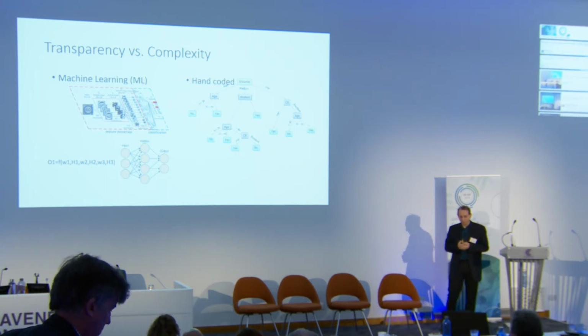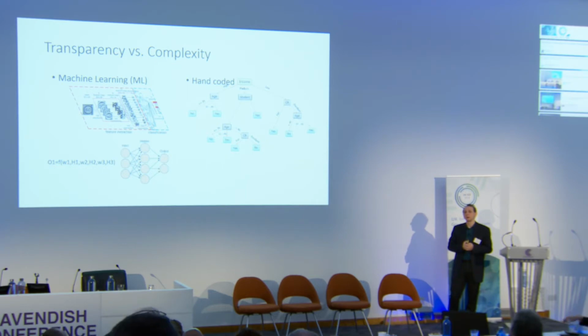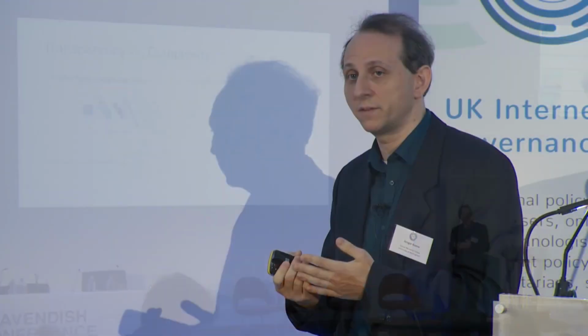So the question of transparency actually comes down to the level of complexity, how many dimensions of inputs you are using, how many decision points there are, because a neural network doesn't really look that different from a decision tree if you zoom out somewhat. It's really a question of how many nodes you've got.